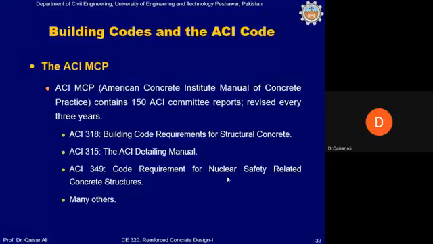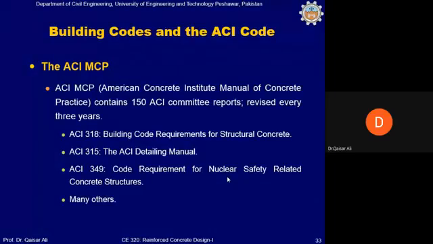Within the ACI MCP, there are many reports and many codes. For example, it is not only buildings and not only reinforced concrete frame structures that you will be using practically. You can design water retaining structures, bridges, and pavements made of concrete. Within concrete, there can be several types of concrete, and all these are covered in the ACI MCP. But the code that is specifically used for reinforced concrete is called ACI 318.